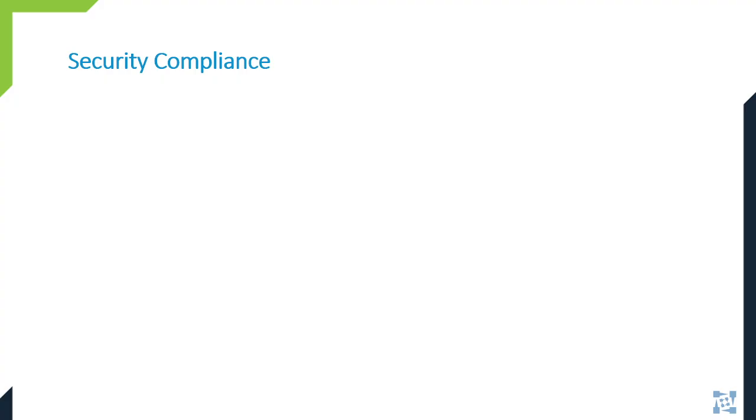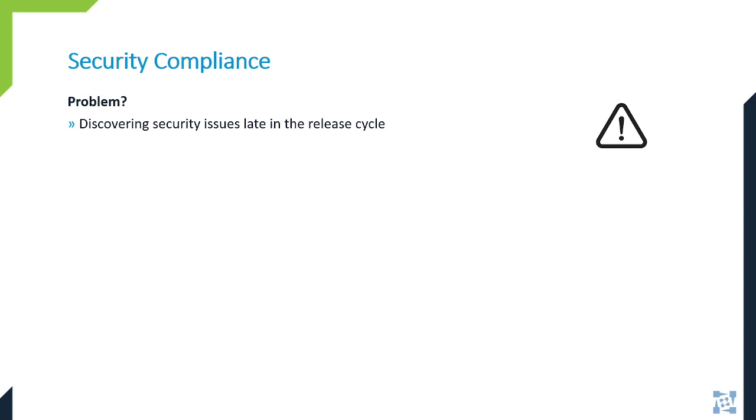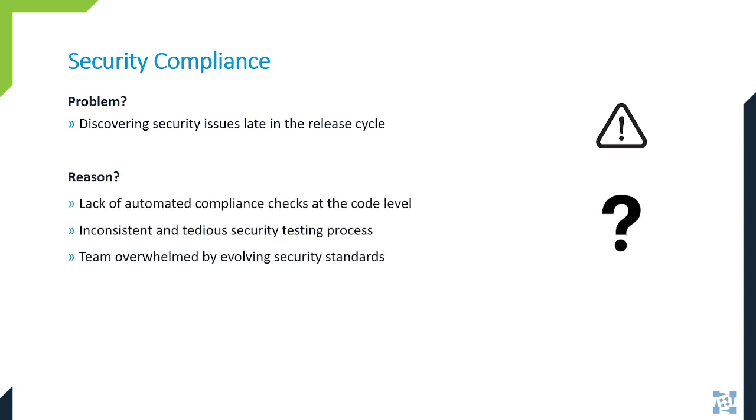Let's talk about discovering security issues late in the release cycle. The main reason that happens is the lack of automated compliance checks at the code level. By shifting security practices left and detecting issues directly in the code, teams can significantly reduce the risk of late-stage surprises, cutting both remediation costs and the chance of delayed releases.